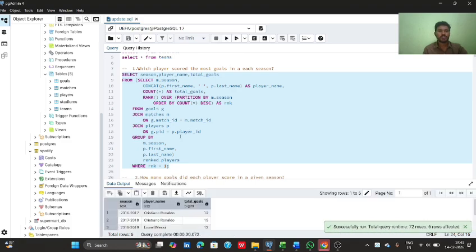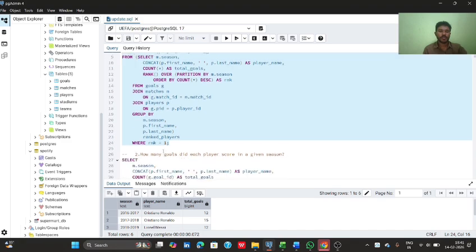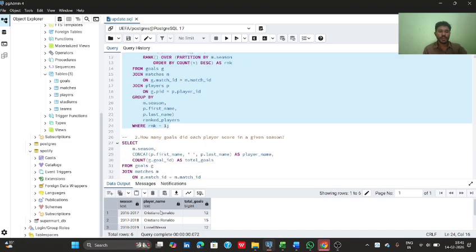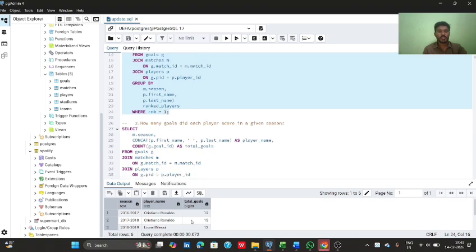And here I am using some keywords: count, rank, partition by, group by, and where. Here it is showing season, player name, and total goals. 16 to 17, Cristiano Ronaldo, 12 goals. And 17 to 18, Ronaldo again, total 15 goals. And 18 to 19, Messi, 12 goals.